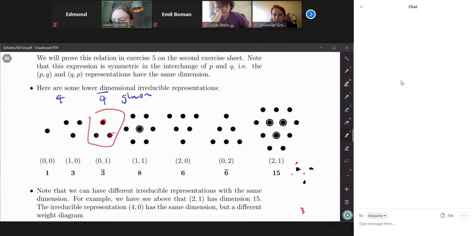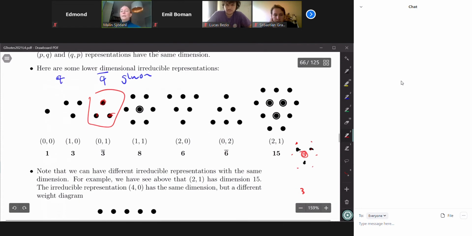And similarly, I should start from this state. I should draw one state here, one state down there, and one state down there. And I should start from this state. I should draw one state up, one state down right, and one state down left. So now I have 3 states in the middle, and I have a hexagon.